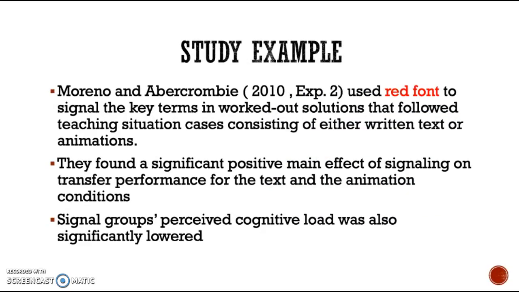Here's a study example from our textbook. In 2010, Moreno and Abercrombie used a red font to signal the key terms in worked-out solutions that followed teaching situation cases consisting of either written text or animations. They found a significant positive main effect of signaling on transfer performance for the text and the animation conditions. They also found that the signal group's perceived cognitive load was also significantly lowered.